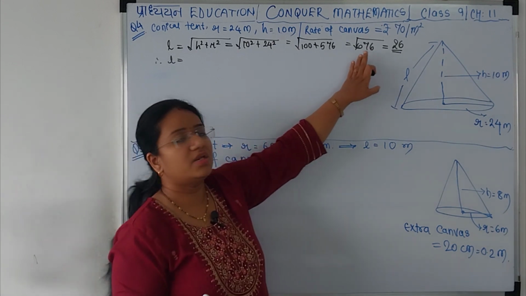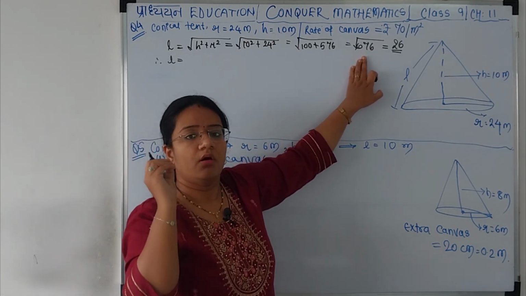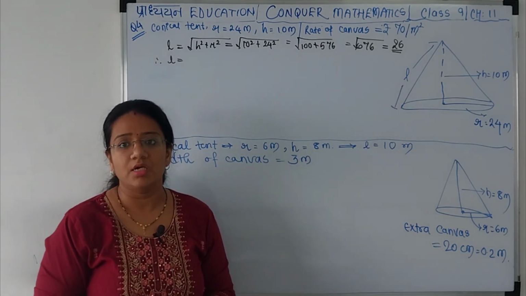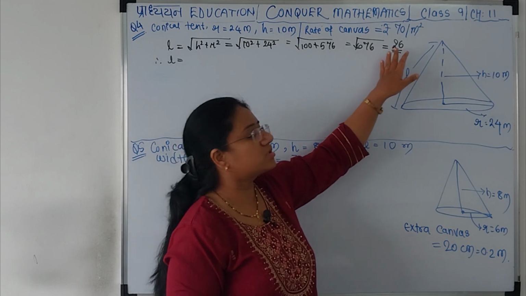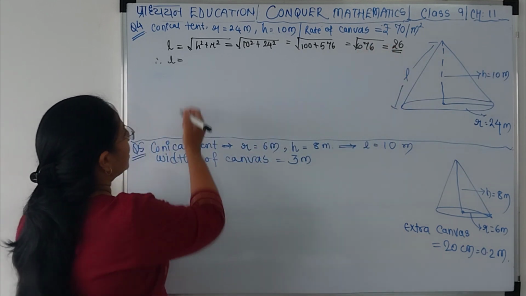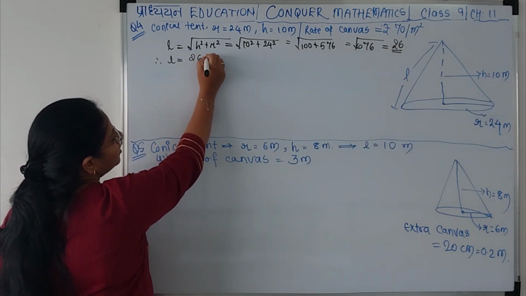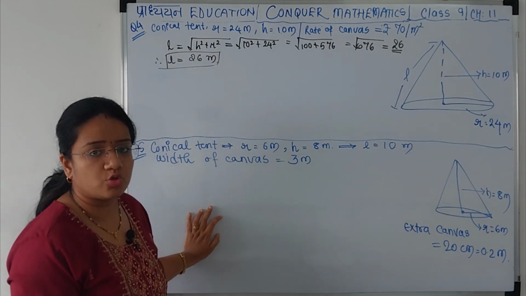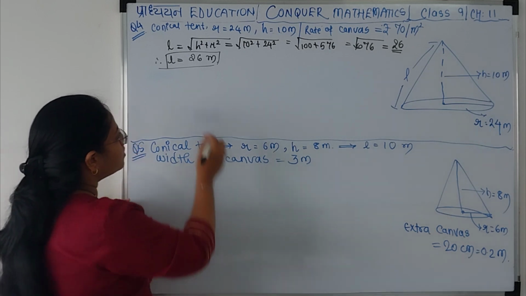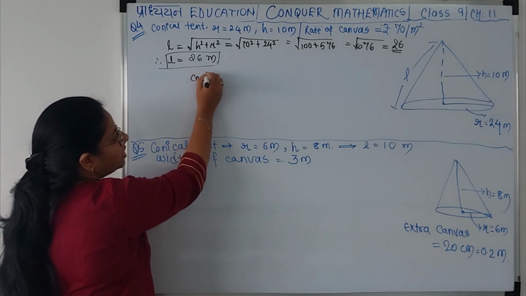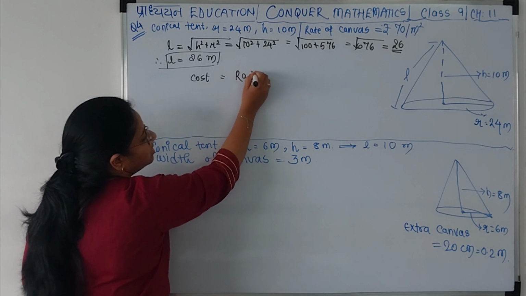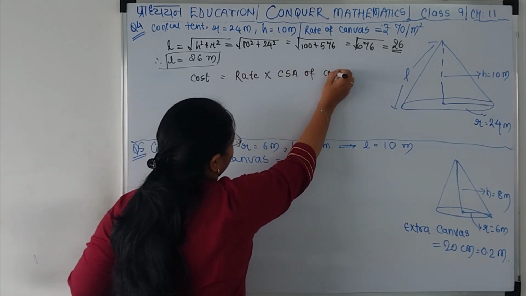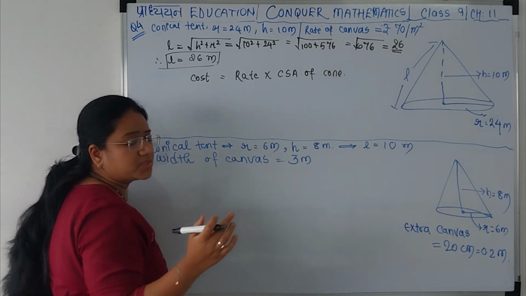You cannot go on dividing 676 using the long division method to find square roots, or even prime factorization, correct? So better that you know the squares up till number 30. So now we have slant height as 26 meters. What do we need to find? We need to find the cost of canvas that we need. So what we do is, cost will be equal to rate into curved surface area of conical tent, correct? Why curved surface area?